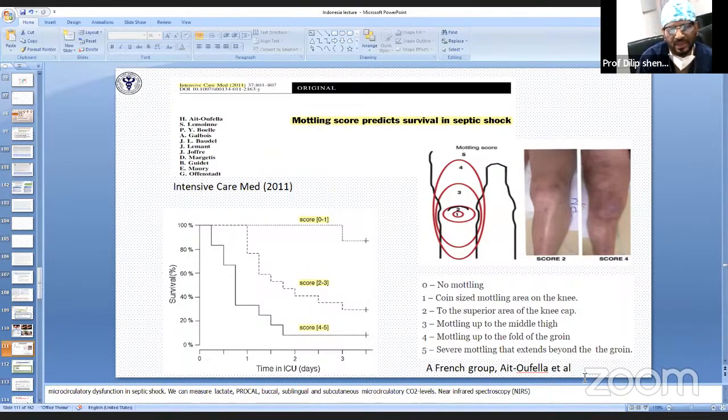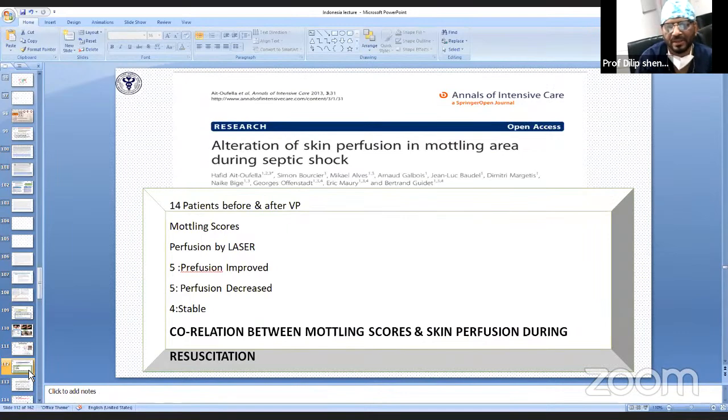This is a French group. And what they did was correlate this mottling with survival. What they found is that survival rate is highest when the score is 0, at 100%. For scores 2 to 3, survival is 60%, and for 4 to 5, survival is 40%. So it correlates well with survival also, and it is a very important thing. There is also correlation between the mottling score and skin perfusion, which has been studied using a laser, and therefore there is good correlation.